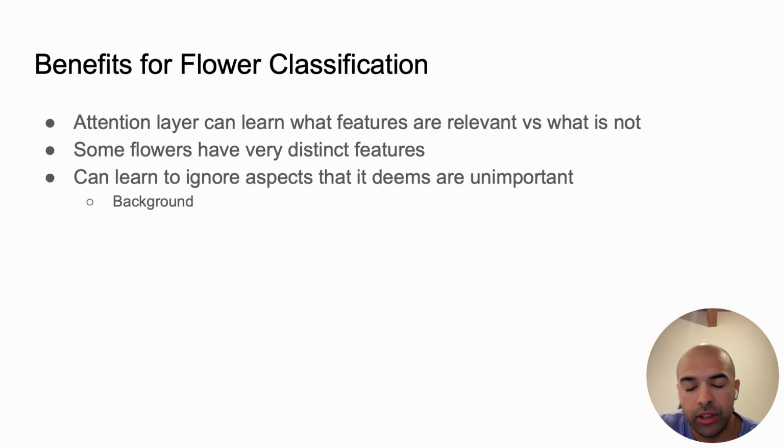So the benefits for an attention layer and flower classification are that it can learn what features are relevant versus what is not. Some flowers have very distinct features. The attention layer will learn how to emphasize those different features, and then it also learns to ignore features that are less important.